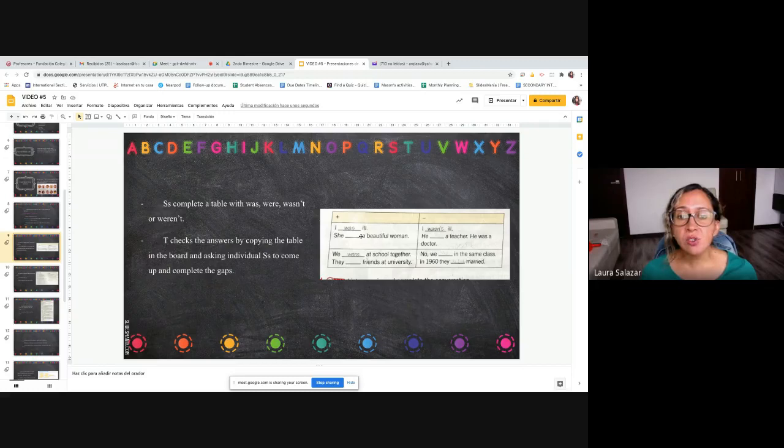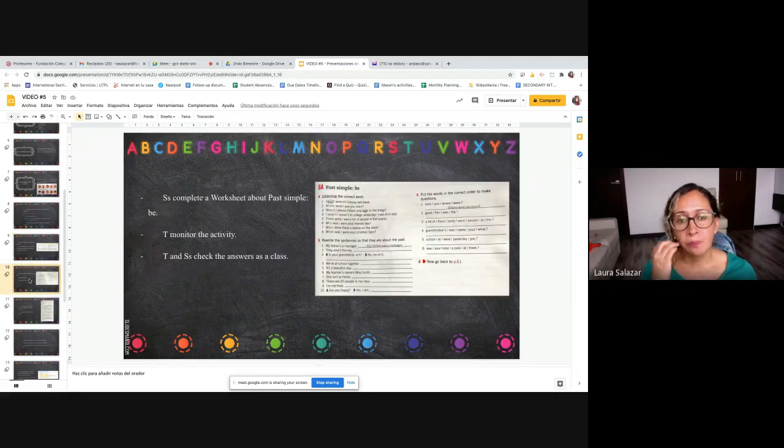The teacher checks the answers by copying the table on the board and asking individual students to come up and complete the gaps. That way, the teacher will know if they are understanding or not, and how she can help the students. Students then complete a worksheet about past simple be.